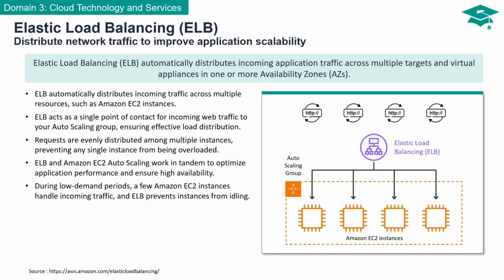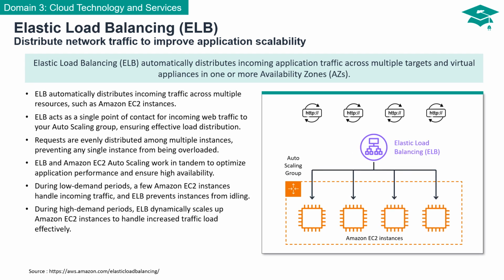When traffic surges during high demand periods, ELB dynamically scales up Amazon EC2 instances to efficiently manage the increased load. ELB plays a crucial role in directing traffic across Amazon EC2 instances, ensuring that resources are used optimally and efficiently. The combination of ELB and Amazon EC2 auto-scaling provides a flexible and scalable solution that helps maintain optimal application performance under varying traffic conditions.